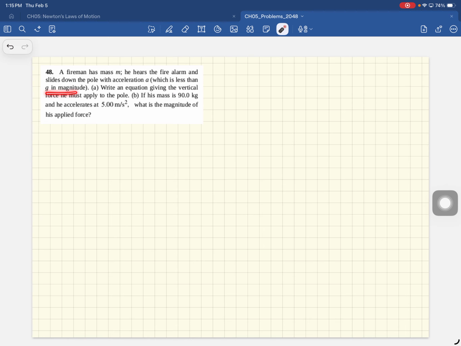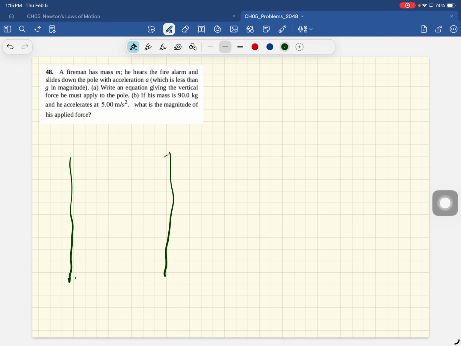You slide down. So if his mass is 90 kgs and he accelerates at 5 meters per second squared, what is the magnitude of the force? You just calculate the force. That's 90 kgs, that's 9.8, and that's 5 meters per second squared. So you just put those numbers in. 5 meters per second squared is half of 9.8. So the force he's applying is half his body weight.